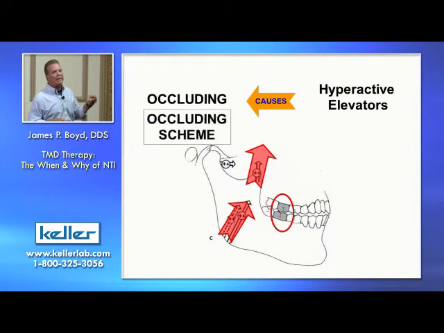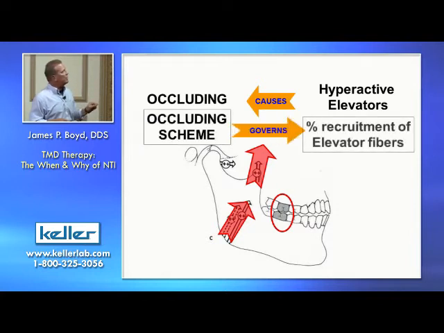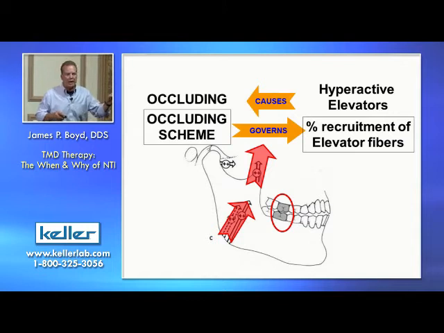The occluding scheme will govern the percent recruitment of elevator fibers. So if you have hyperactive elevators, the scheme of occluding teeth, in this example it's going to be these molars, will allow for near maximal contraction. It's not causing maximal contraction, it allows for it.